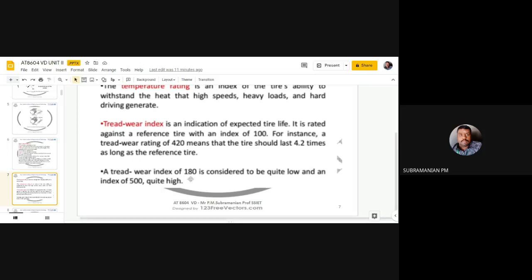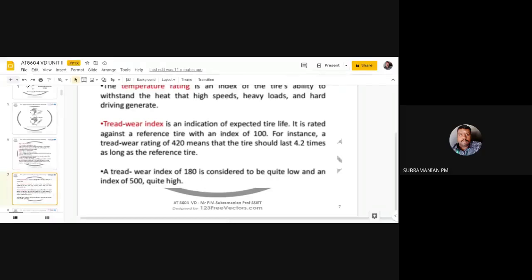You have to understand that when I say 200, compared to my reference tire, my tire life will be 2 times more than the reference tire. The reference tire is going to last 3 years. My tire will last 6 years if I have a treadwear index of, say, 200. So it is a simple meaning only.